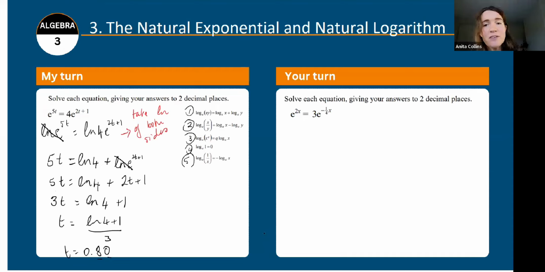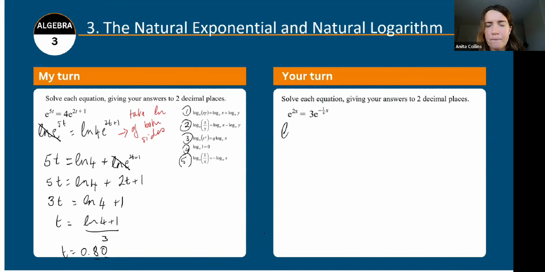Okay, so the second example here is very similar, so hopefully you'll be able to have a go at this one without too much difficulty. Write down your worked example first and then pause the video and have a go.